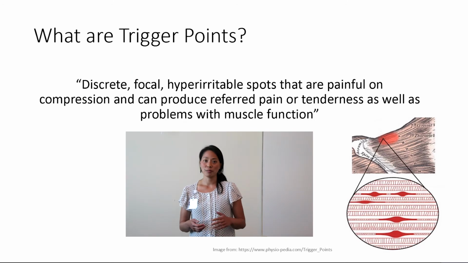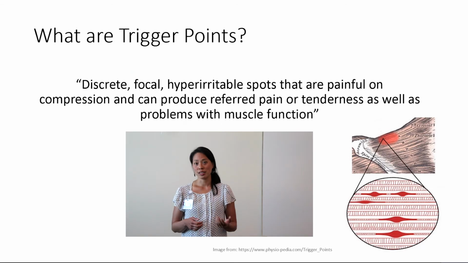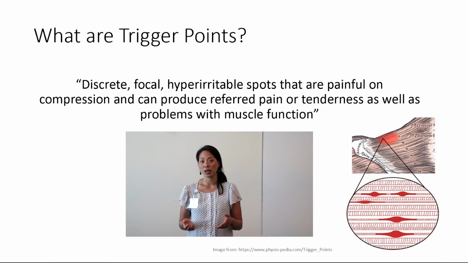Oftentimes there are multiple tight bands that make up a larger area, like the size of a dime or a nickel. So to the touch, pressing firmly on a muscle with trigger points will hurt where you're pressing. It might actually make you jump or wince or pull away. And trigger points can also sometimes send pain up and down other parts of the body.